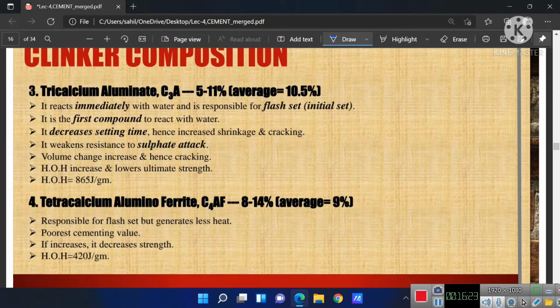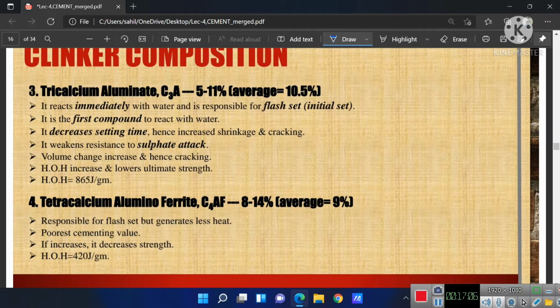The third bulk compound, tricalcium aluminate, must be present in about 10 to 15%. It reacts immediately with water and is responsible for flash set. It is the first compound to react with water. So, tricalcium aluminate is the first compound to react when the cement is mixed with water. It decreases setting time, hence increased shrinkage and cracking. It weakens resistance to sulfate attack. Volume change increases and hence cracking. Heat of hydration is high and it lowers ultimate strength.